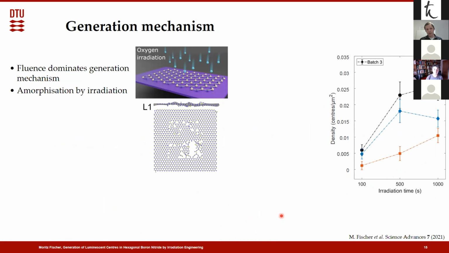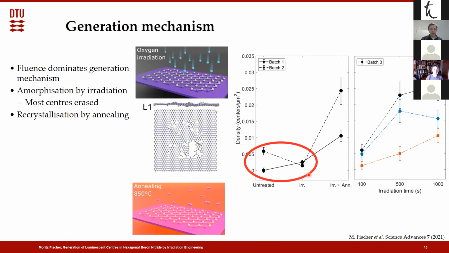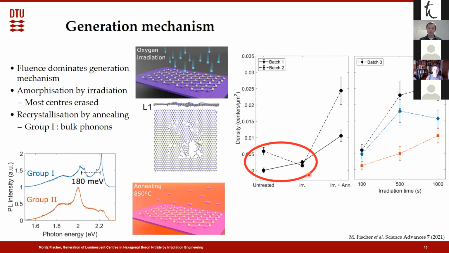And describing the generation mechanism, the irradiation is amorphizing the topmost layers of the HBN. And this is actually confirmed experimentally because for batch 2, the luminescent centers present after exfoliation actually disappear after irradiation. And then during subsequent annealing, we say that the HBN is recrystallizing, and just in such a way that a few defects remain, which are then responsible for our luminescent centers. And this is also confirmed by another experimental fact that the group 1 luminescent centers show sidebands, and these sidebands are addressed to bulk phonons of HBN, telling you that in the vicinity of the defects there has to be some HBN bulk material. So this is confirming the recrystallization.